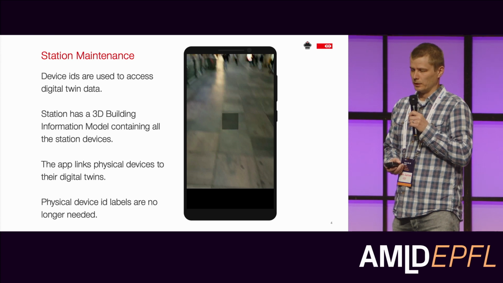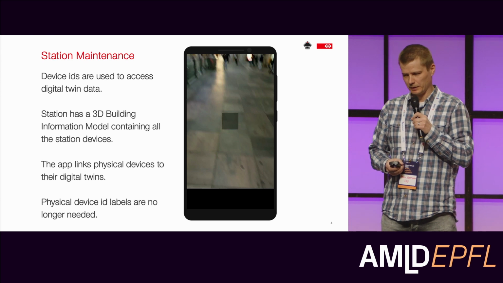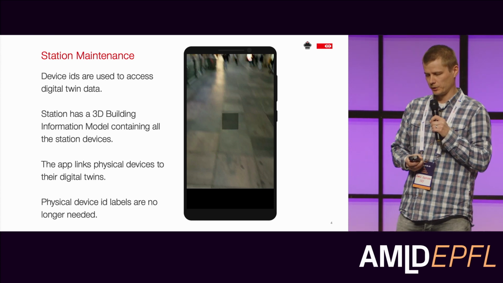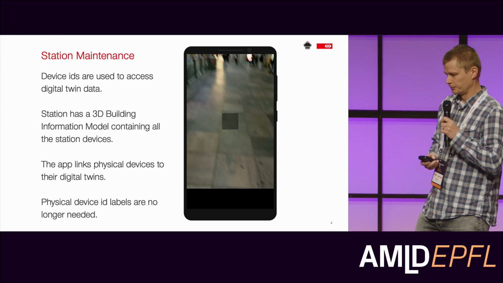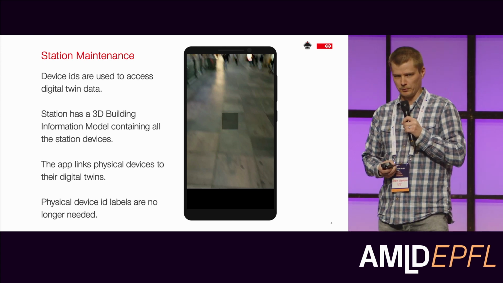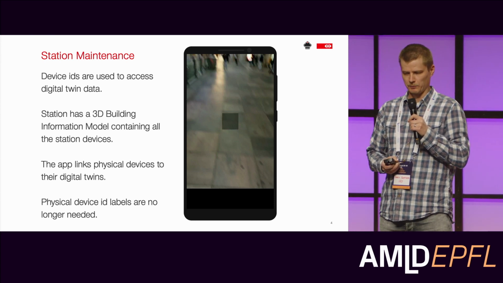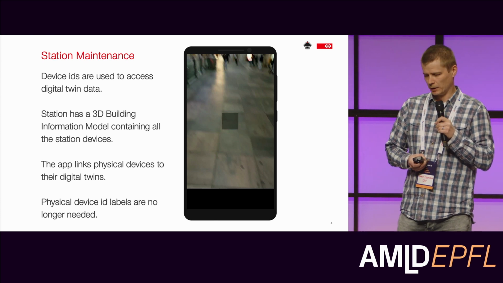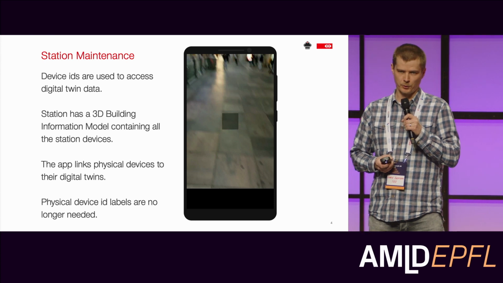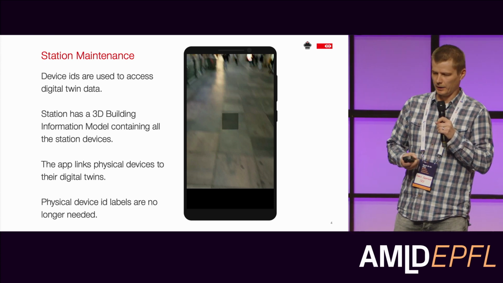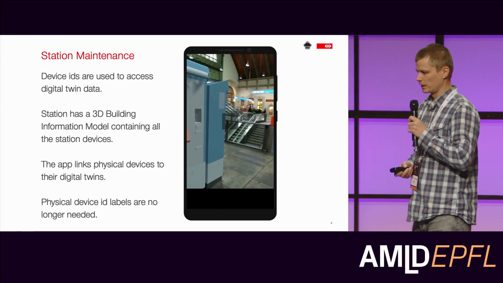Also, we would like to collect all the items that we have and see how they are positioned in the station. So we have now created a 3D model of some of our stations, and this 3D model contains the objects that we have in the station. And now we can combine this 3D building information model with augmented reality and AI, and we have created a mobile application which detects the object.